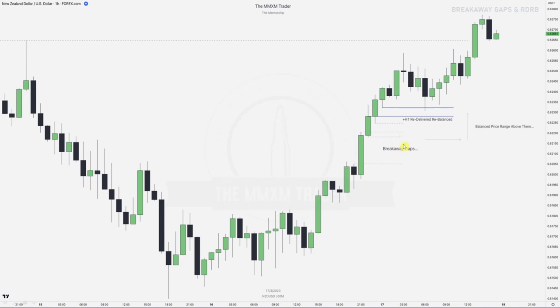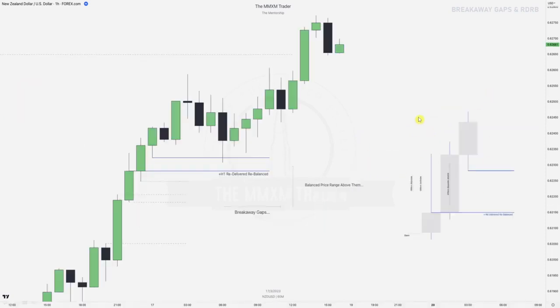Why is it a breakaway gap? Again, it's a balanced price range right over here. So price has no business going down here anymore. Let's use this little depiction over here so we can see it more clearly. Again, I keep repeating this, but this is very important: we need to see an up move, then a down move, and the next candle needs to go up again. Up, down, and up. So we see that happening over here as outlined earlier, making it a balanced price range.